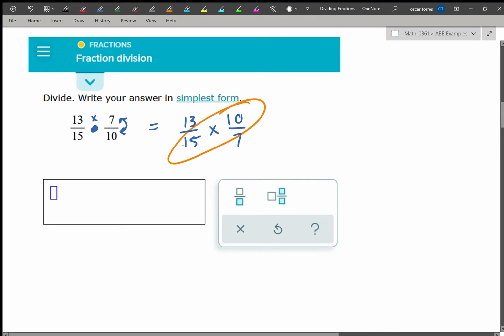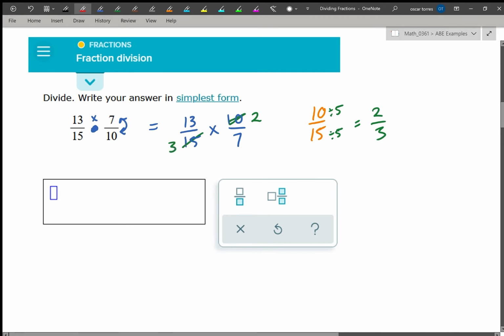I'm going to actually simplify the diagonals. In this case, 10 and 15. What number goes into both 10 and 15? Well, that would be the number 5. So we can divide both of these by 5, and we end up getting 2 over 3. So instead of a 10, I'm actually going to replace it with a 2. And instead of the 15, I'm going to replace this with a 3.